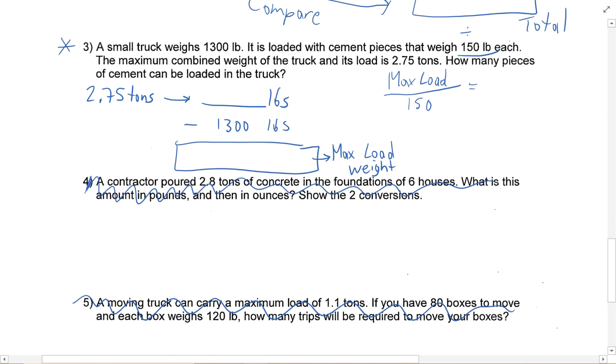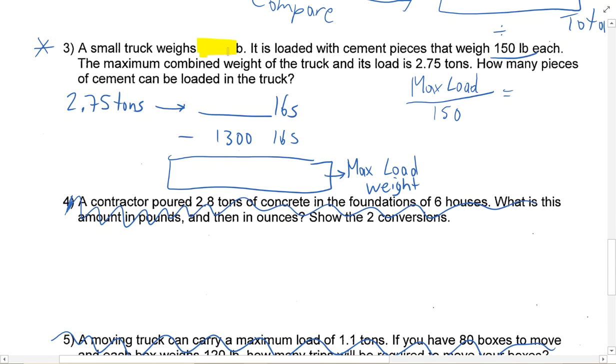Next one, with the truck. The small truck is 1,300 pounds. It's loaded with cement pieces that are 150 pounds each. The maximum weight of the truck and its load is 2.75 tons. How many pieces can be loaded up? Convert 2.75 tons into pounds, then take away the weight of the truck. That will be the maximum load weight. Take the maximum load weight and divide it by 150 to see how many groups of 150 it can hold.